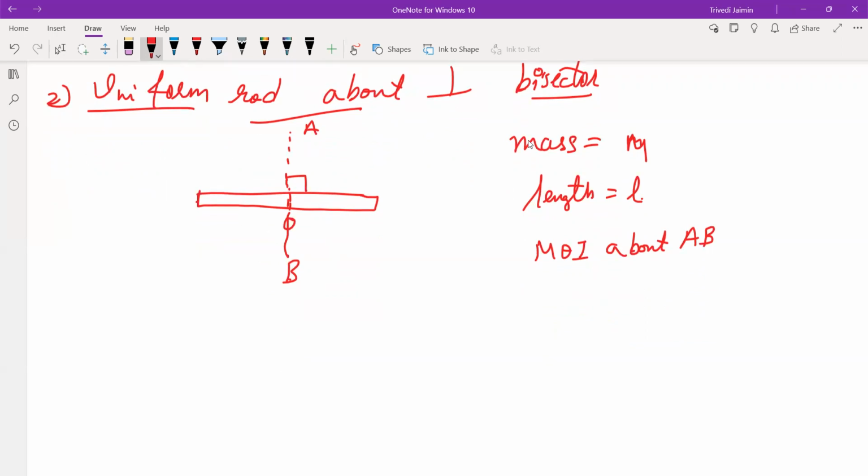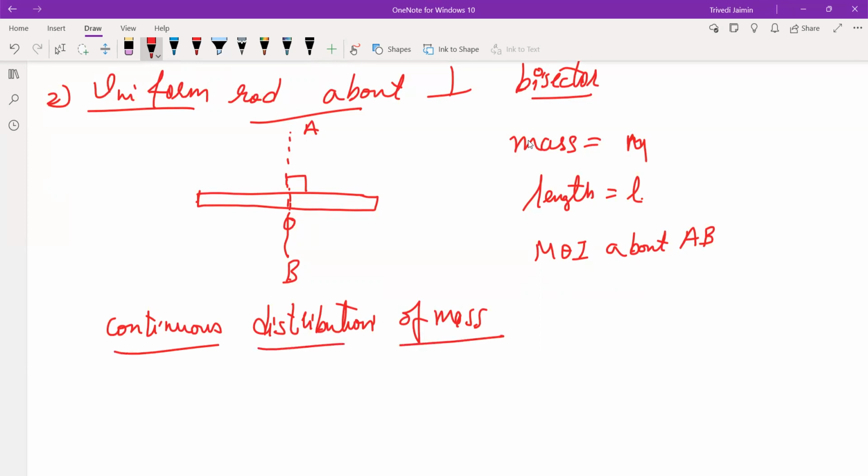Okay, so we are finding the moment of inertia of this uniform rod about the perpendicular bisector, which means in short our axis is AB. That is what we are going to do. We can write some points like consider and all that, but we don't need to write that, I'm skipping that part. It is like a continuous distribution of mass.